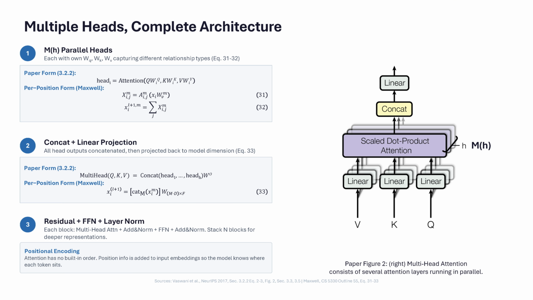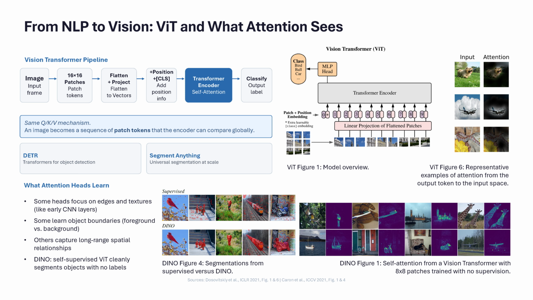One more thing, attention treats its input as a set, so it has no built-in sense of order. The model adds positional encoding to the input embeddings. Without those, the transformer wouldn't know whether a token was first or last in the sequence. You stack a bunch of these blocks, and each layer builds a more abstract representation on top of the previous one.